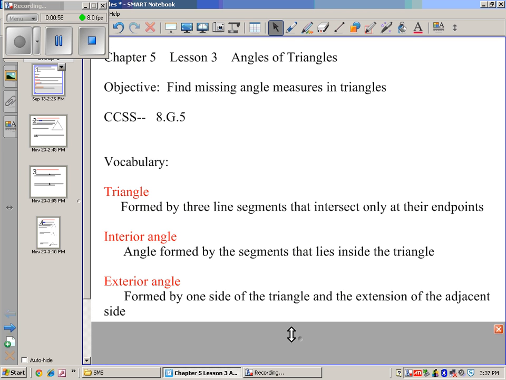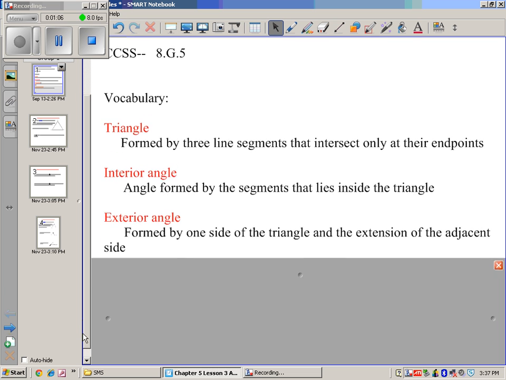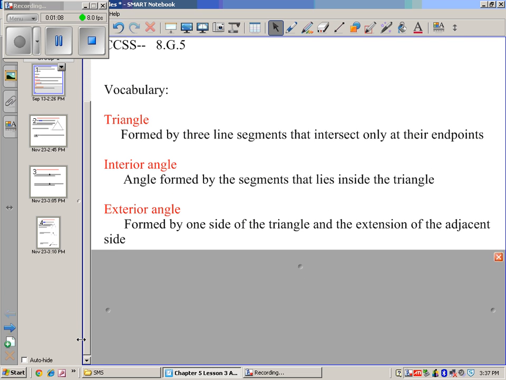Exterior angle: an angle formed by one side of the triangle and the extension of the adjacent side. Okay, we'll take a look at that in a couple slides. So exterior is going to mean outside of the triangle. It's like alternate exterior meant outside of the parallel lines when we were talking about parallel lines cut by a transversal.